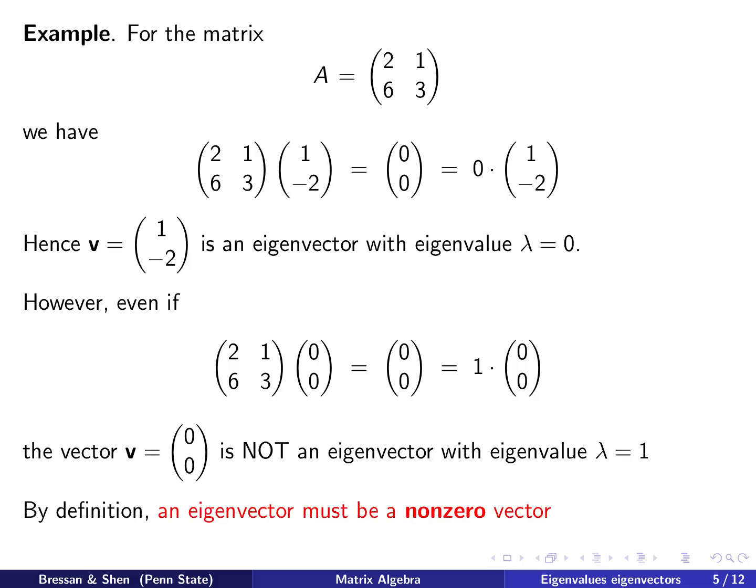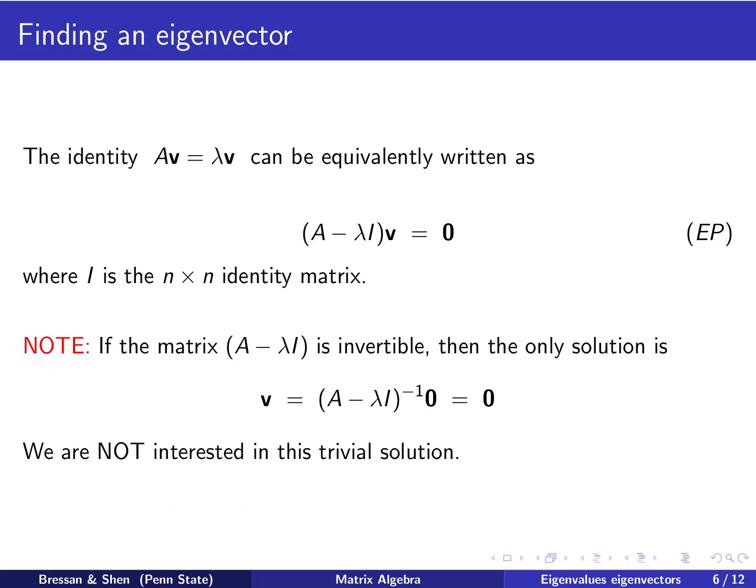Okay, so here we stress this important fact one more time: an eigenvector must be a non-zero vector. Now let's go through an algorithm to compute the eigenvalues and the eigenvectors. So how do we find the eigenvectors? Well, we actually find the eigenvalues first, and then we find the corresponding eigenvectors.